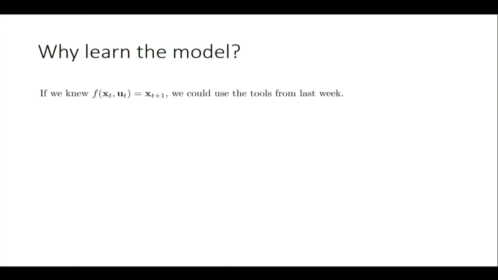So if we knew this dynamics function, we could use the tools from last week. For a lot of today's lecture, I'm going to refer to deterministic dynamics, so I'm going to say f of x comma u is equal to x t plus 1. But in general, remember that this might also be a probability distribution. If we're in a continuous setting and we want to keep it simple, we might say maybe it's a Gaussian distribution where the mean is given by this f of x. Or we can just talk about deterministic stuff, but keep in mind that the stochastic extension is usually pretty straightforward.